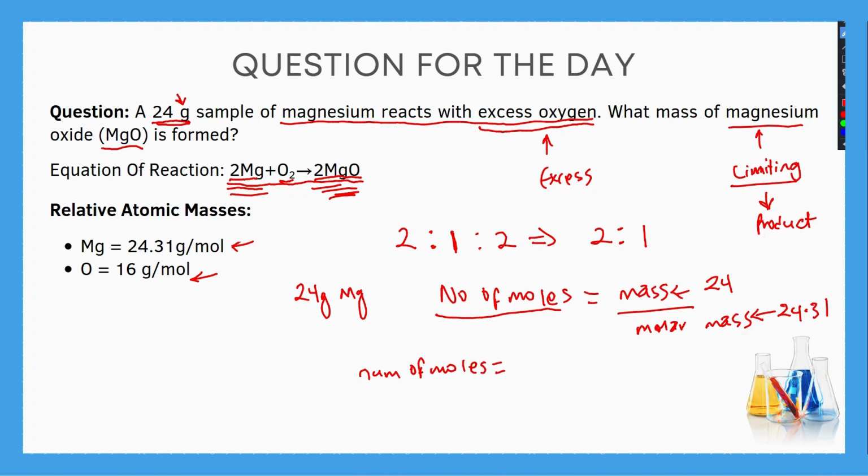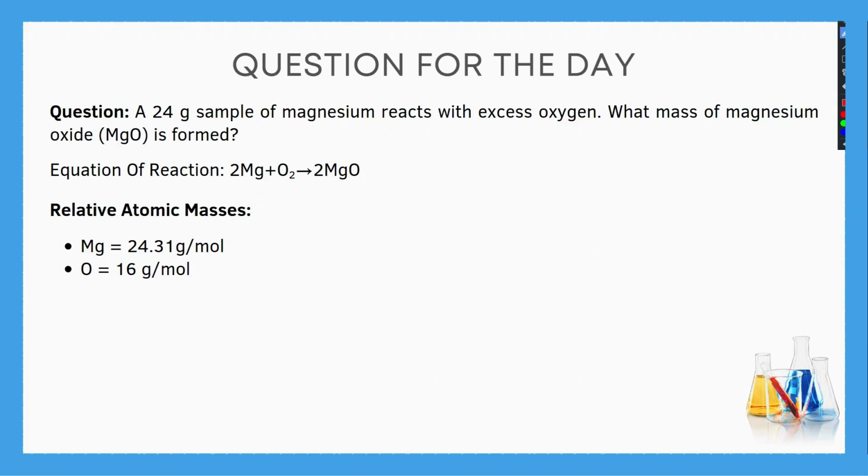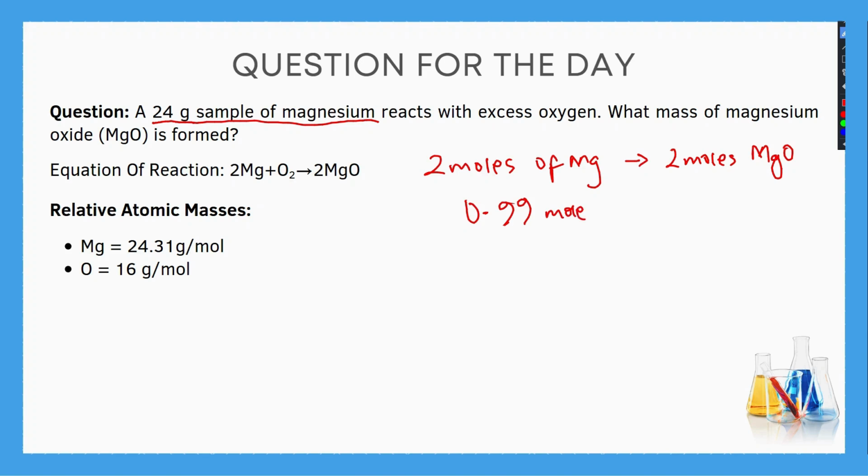So therefore, the number of moles will now be equal to 24 divided by 24.31. When we say 24 divided by 24.31, our answer is 0.99. So we have 0.99 moles. So therefore, we can go ahead and now put some things in place. From the equation, we can see that 2 moles of magnesium produces 2 moles of magnesium oxide, MgO. Now we have 24 grams of the sample of magnesium, which we have converted into 0.99 moles. So 0.99 moles of magnesium will now produce an unknown number of moles, x moles of magnesium oxide.